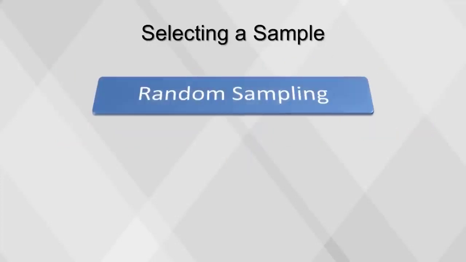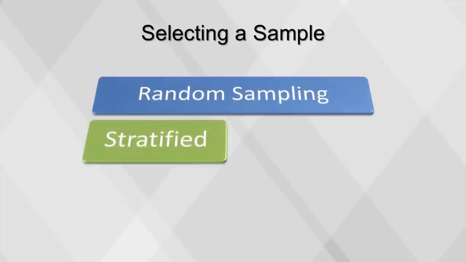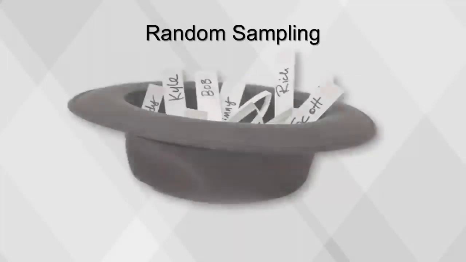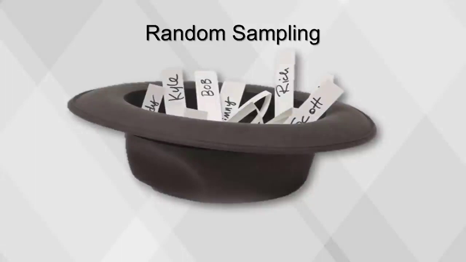A probability sample is chosen from a population using a random mechanism. There are two types of probability sampling, stratified and cluster. A random sample is only random if each individual has the same chance of being chosen from the population.